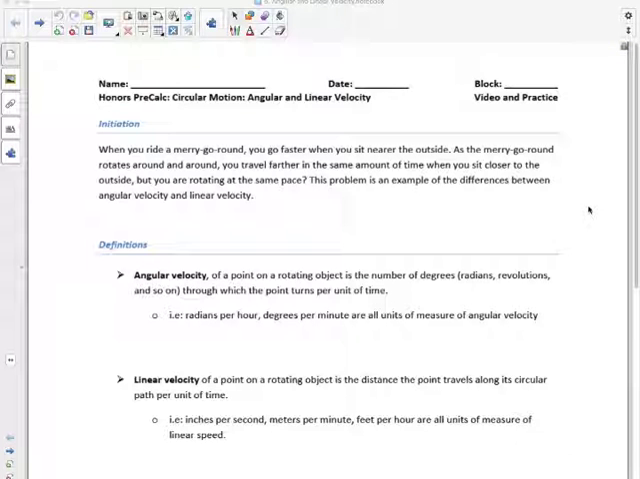Welcome to day 5. We're going to be going over angular and linear velocity. So we have this scenario going on right here to kind of get us set up with what angular and linear velocity is talking about. If you're on a merry-go-round and you sit on the outside versus if you sit a little bit closer to the center of the merry-go-round, you actually feel like you're going faster.